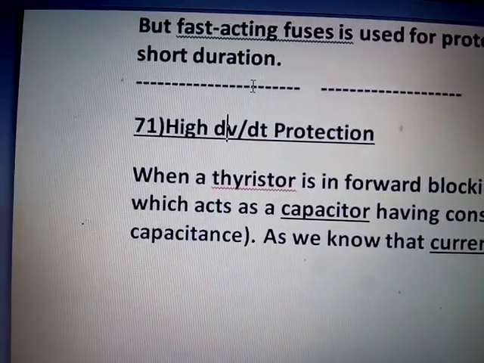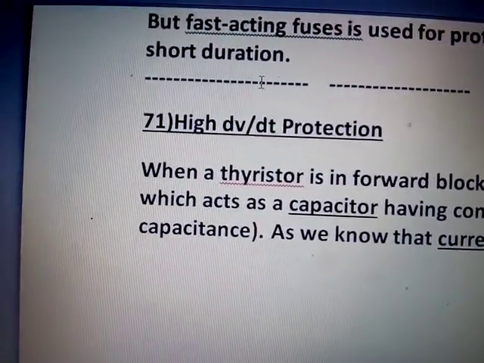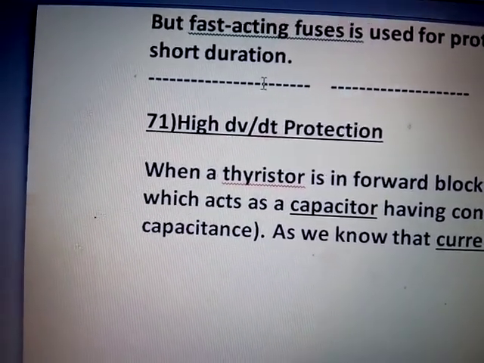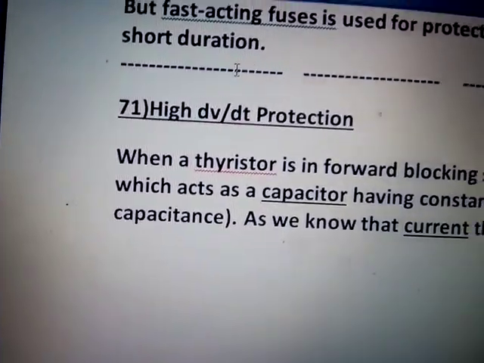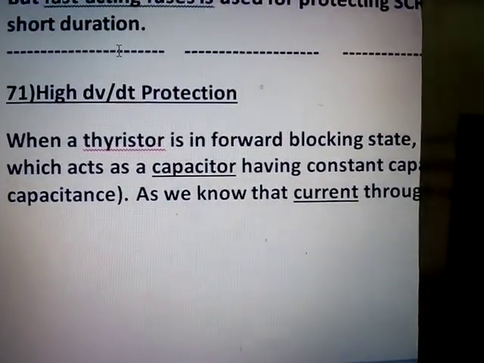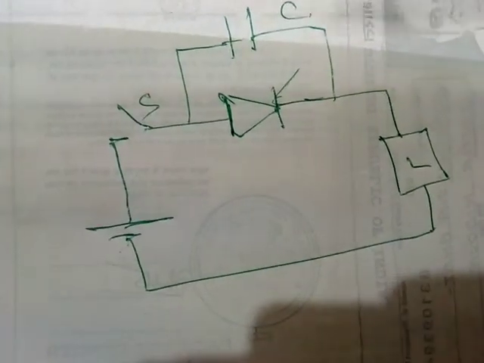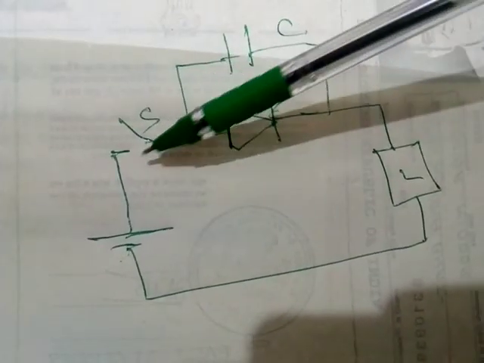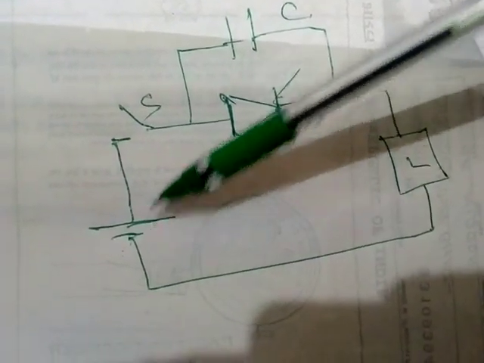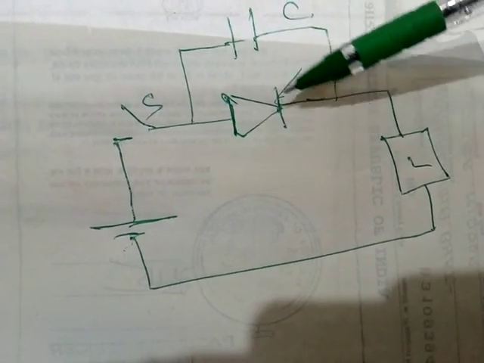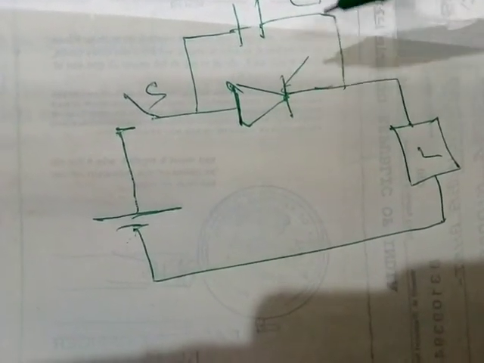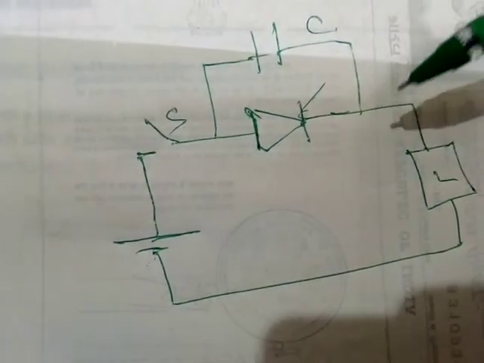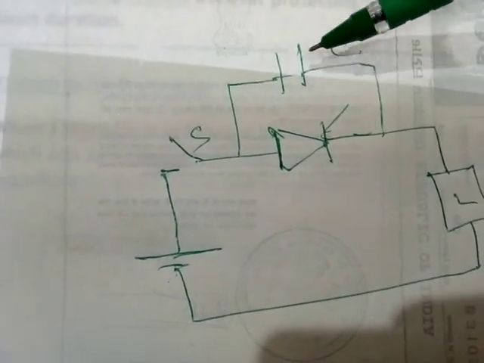Class number 40, high dV by dt protection, or simply dV by dt protection. Now, we know that as soon as we close the switch, a sudden high voltage will appear across the SCR, which may damage the junction J2. So we put a capacitor here.